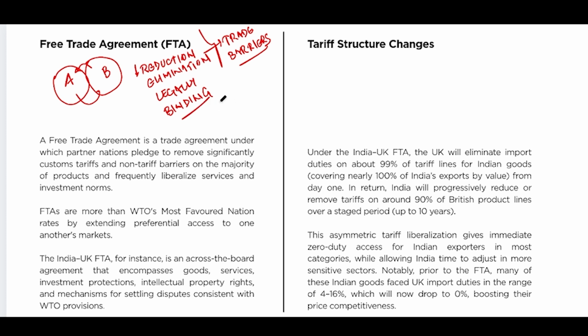Because unless and until these commitments are legally binding, no country is going to rely upon that. So whenever two or more countries enter into these kinds of agreements, there is a particular sequence that has to be followed by these countries.